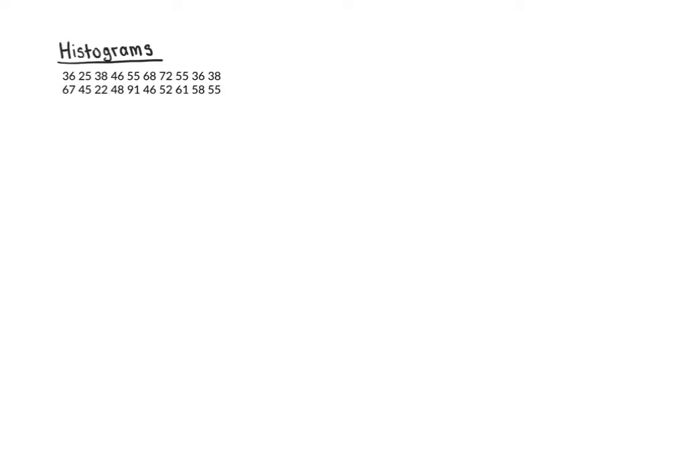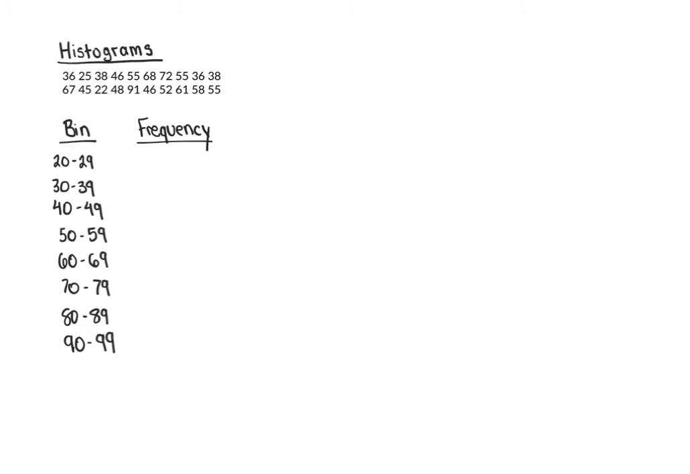So here, if we look at our range of data, it looks like our smallest number is 25 and our largest number is 91. So the easiest bins that we can create are tens, or the 20s, the 30s, the 40s, etc. Once we have our different bins set up, we can then look to our data and see how many data points fall within each of these bins.